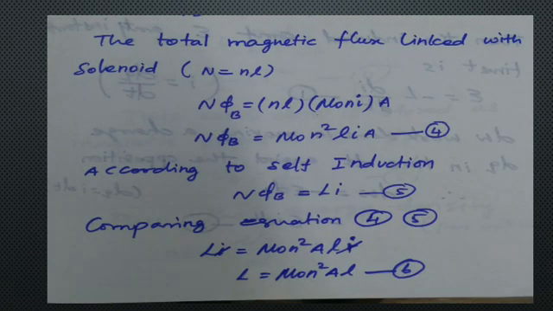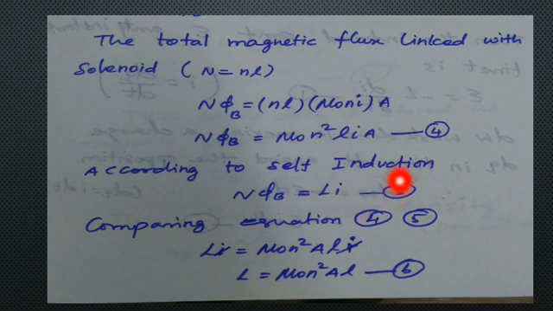So the third equation I am substituting here. N into phi B is equal to n L into mu naught n i into A. Therefore n into n, n square. Therefore mu naught n square L into i into A. This is equation number 4. Now according to self-induction, N phi B is equal to L into I, where L is the self-inductance. Therefore N phi B is equal to L i. This is equation number 5.